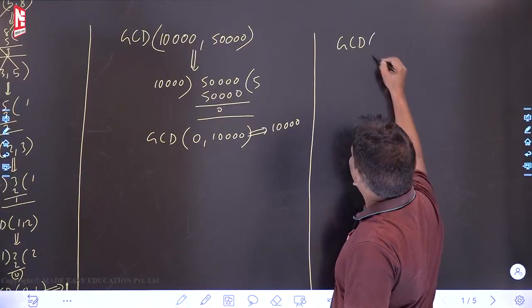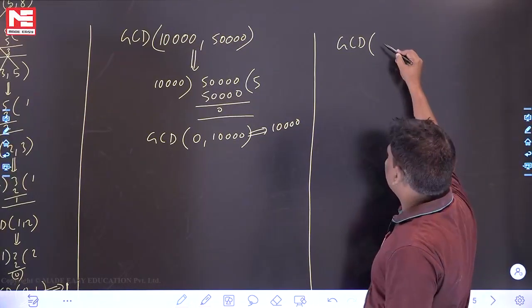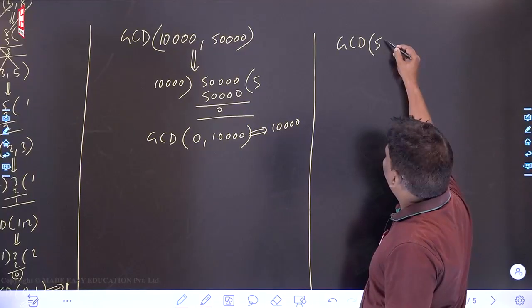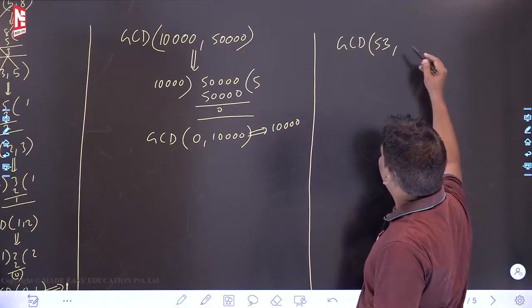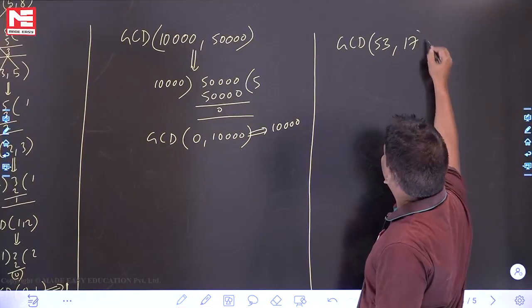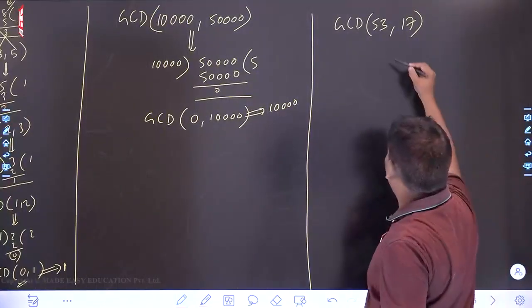GCD of... Make sure that this also you listen. GCD of 53, 17. GCD of 53 comma 17, right? Let's see this, same way.